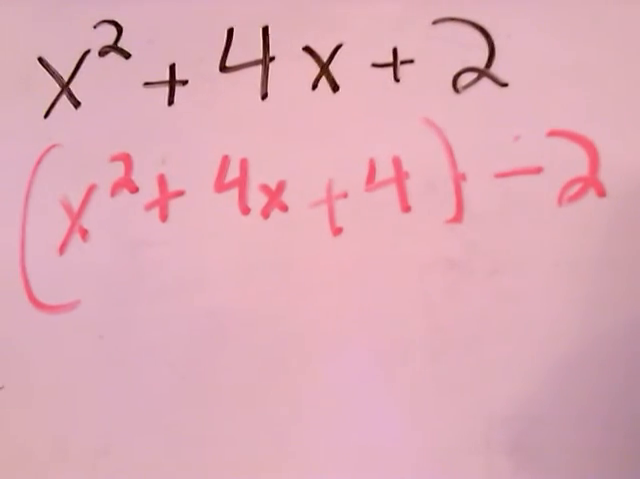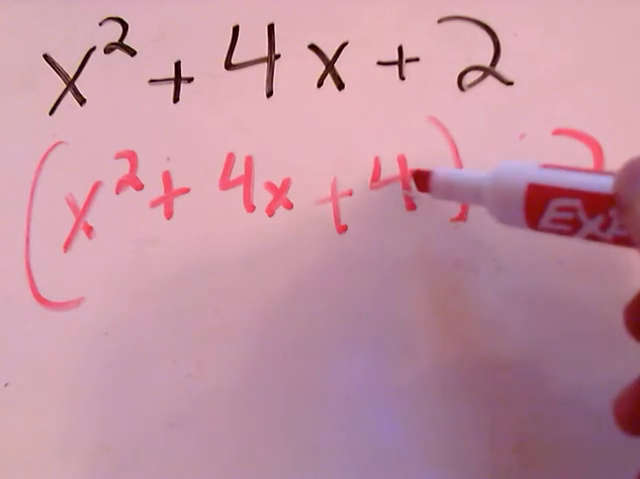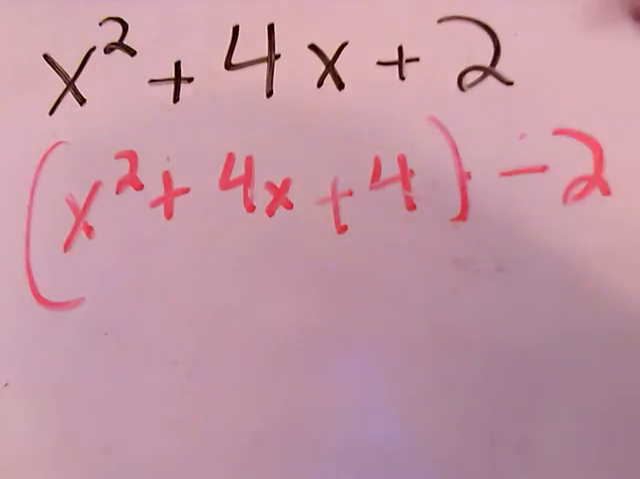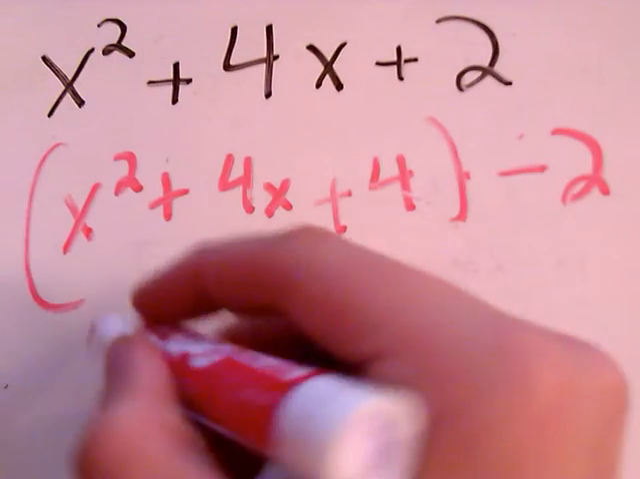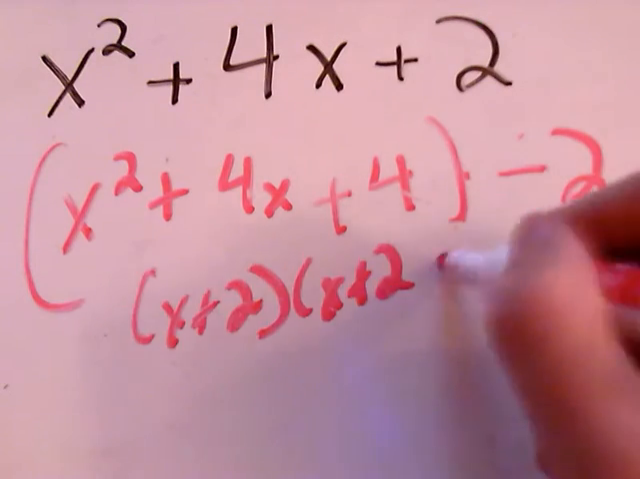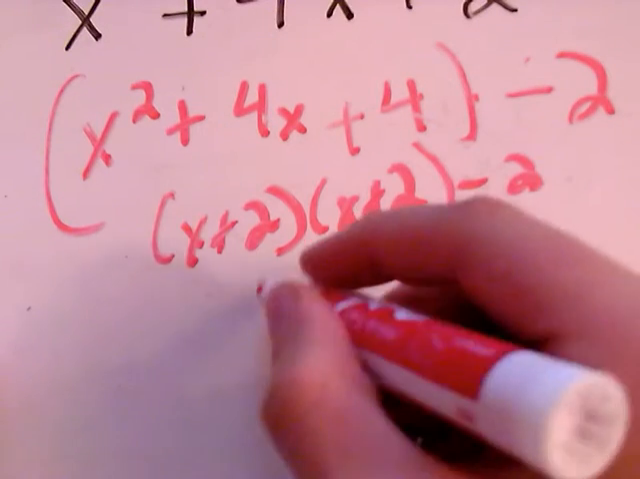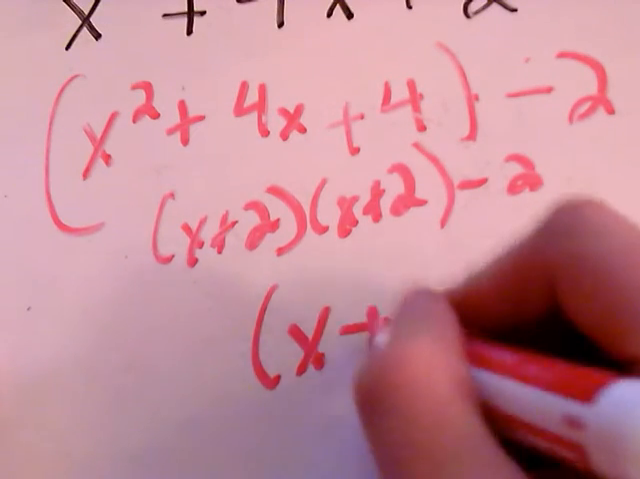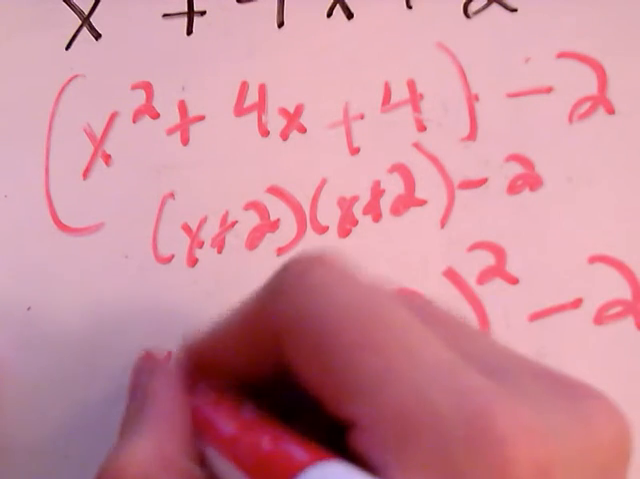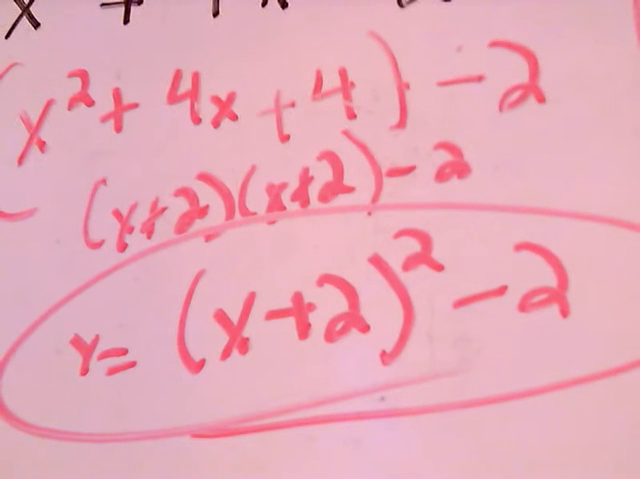So we look here, and at this point we remember how to factor. Factors of 4 that add up to 4. Well, that's 2 and 2. Now, since our factors are exactly the same, we could write it x plus 2, and then we have the minus 2, but we're not there yet. Since x plus 2 goes twice, we can just do (x plus 2) squared minus 2. And there we go. That's our equation in vertex form.